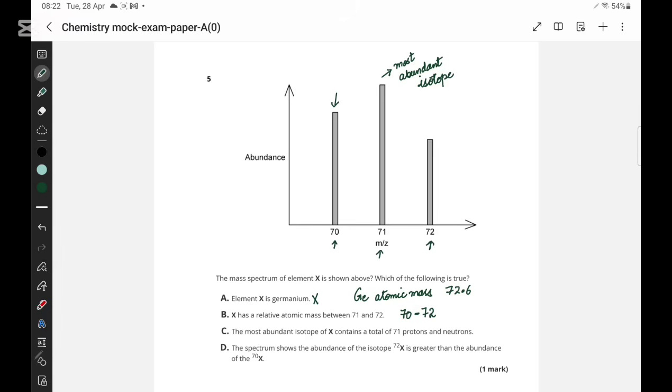In the C option, they are saying the most abundant isotope of X contains a total of 71 protons and neutrons. This is true because this is the one which has the atomic mass which is equal to neutron plus proton. Atomic mass is equal to neutron plus proton. So option C is going to be the right one.